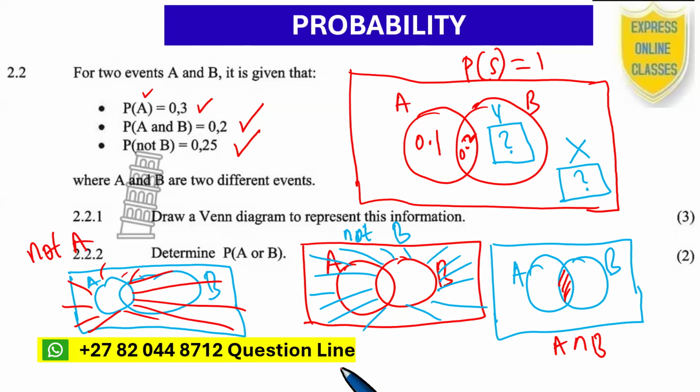So with this kind of understanding, we want to know the probability of not B. It means everything that is outside B must be 0.25. So it means that now there's already a 0.1. So you must then say, out of the 0.25, you subtract 0.1.